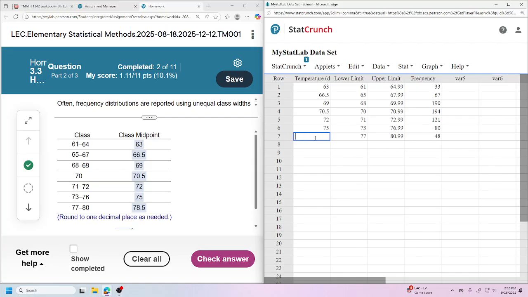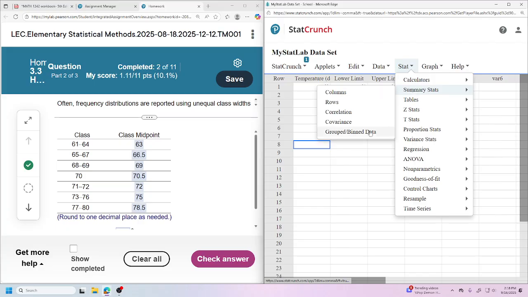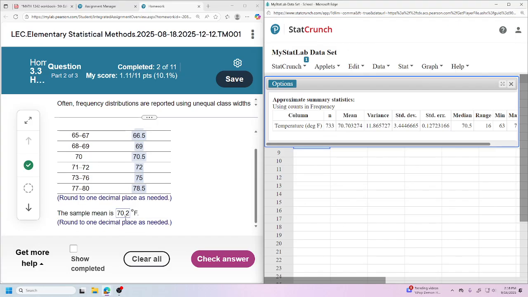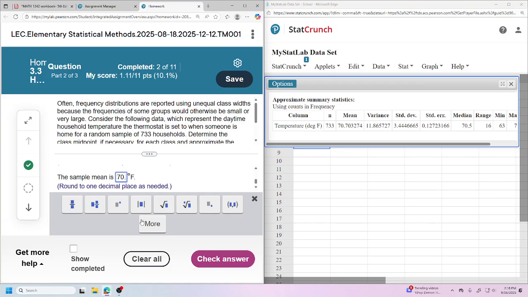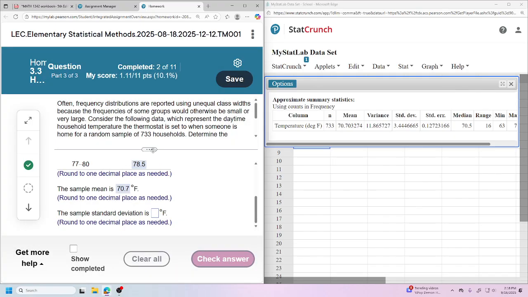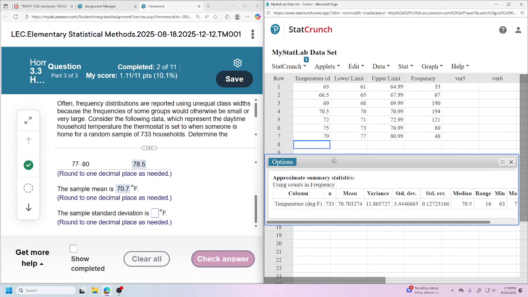It will change it. I wonder if it accepts both. Let's try 79 and see what happens. I would like to try both, but once you get it right, they'll just say, "Oh, you're done," and move on. So here now it's 70.7, and it worked. So yeah, it probably is okay with either one.